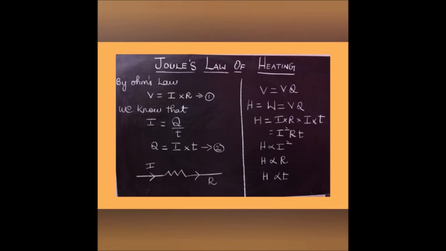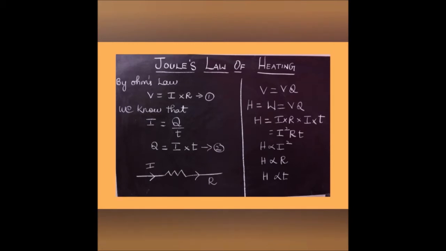This energy spent by the source gets dissipated in the resistor as heat. Thus, the heat produced in the resistor is H. H is nothing but work done. The work done should be equal to V into Q. We know the value of V and Q from equations 1 and 2. Substitute these two values in the equation. Now we get H equal to I square into R into T. This is known as Joule's law of heating.